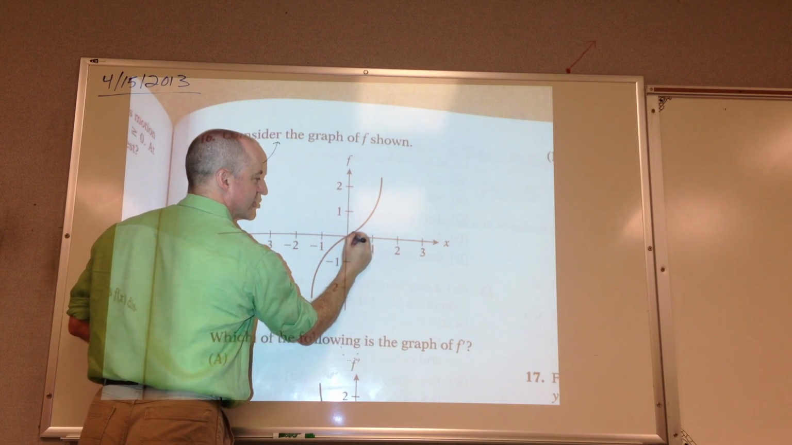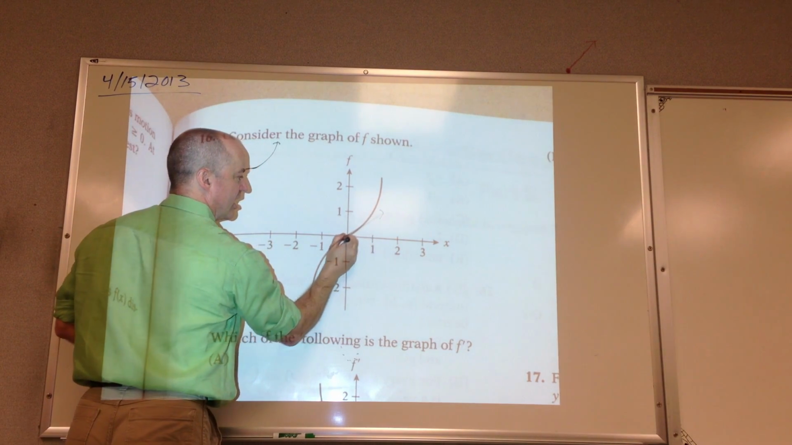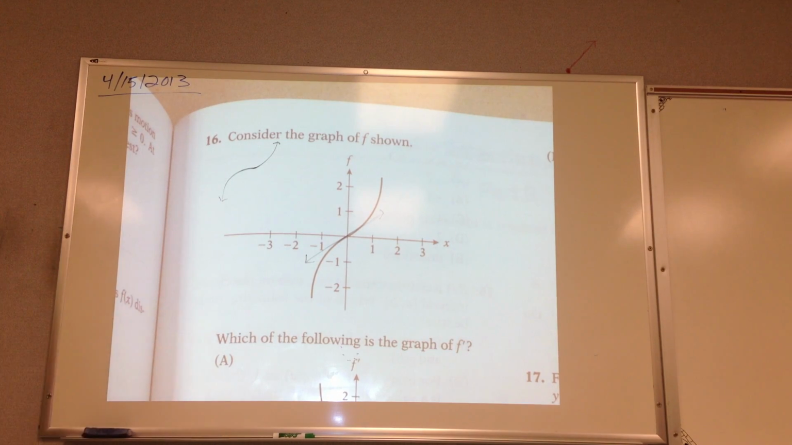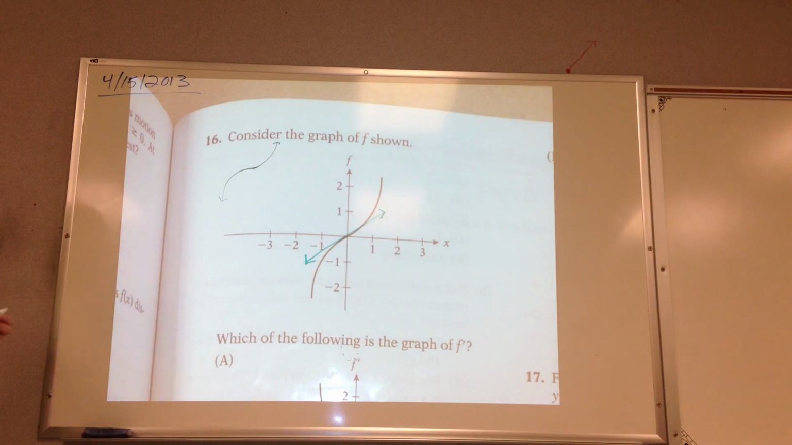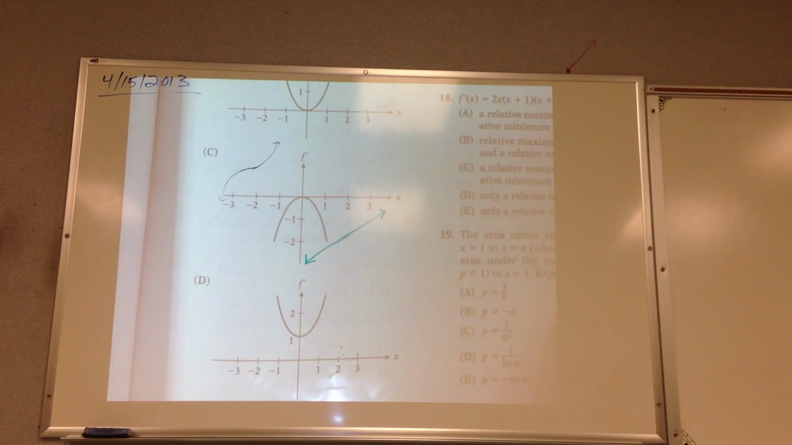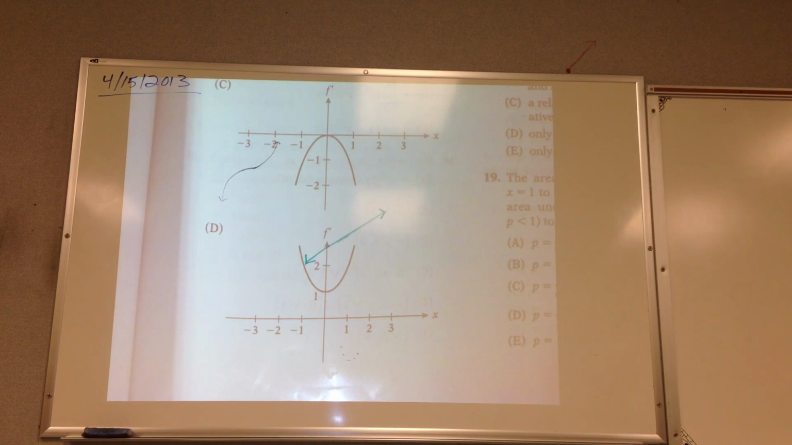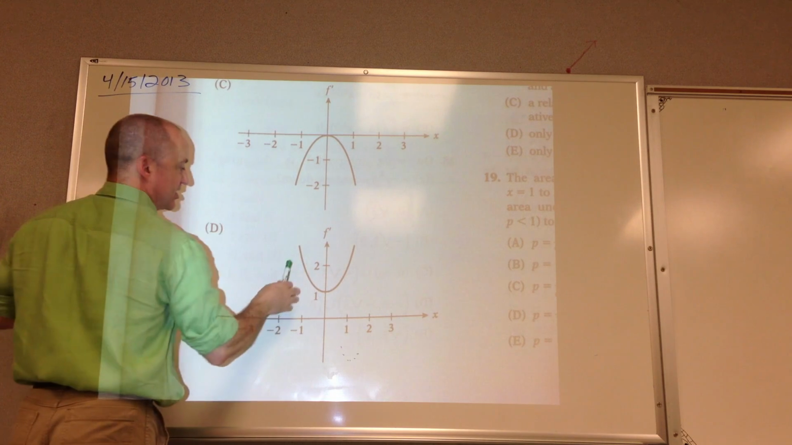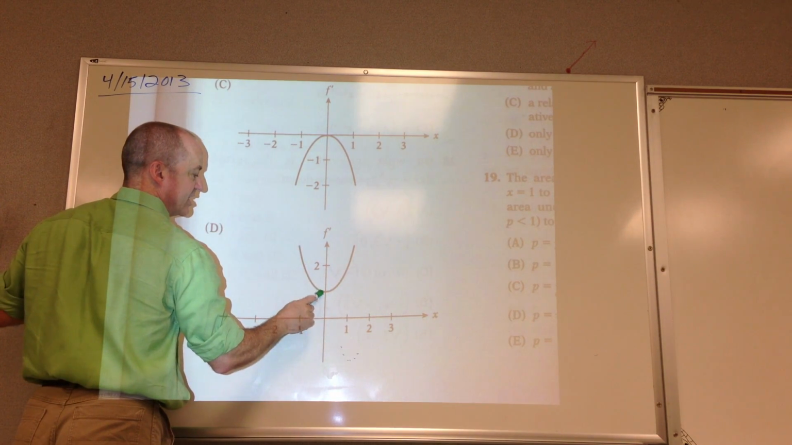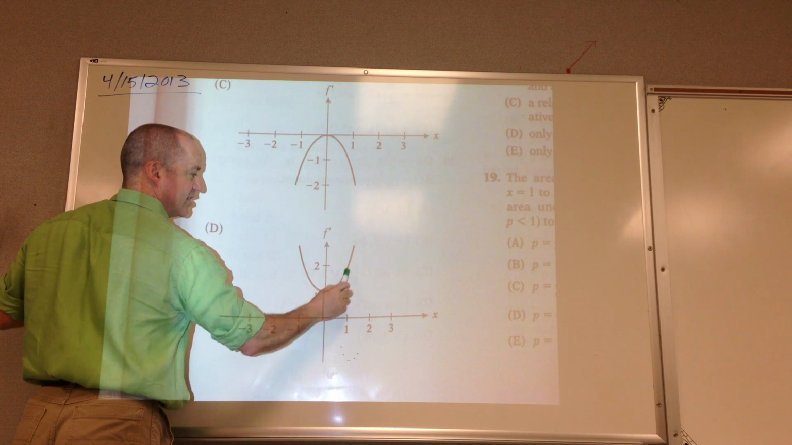If they want us to do this by sight, that looks closer to a slope of 1 to me. So I'm going to go with D, because D looks like it has positive, less positive, less positive, less positive, y value of 1, positive, positive, positive.